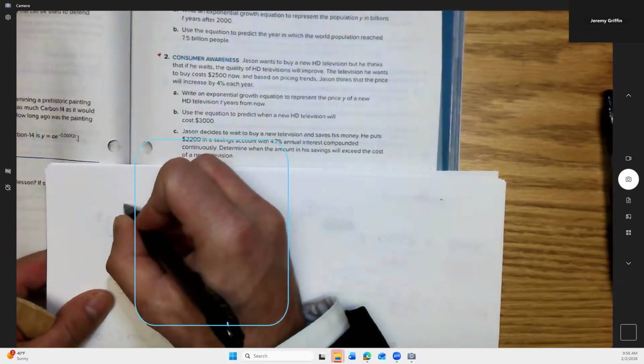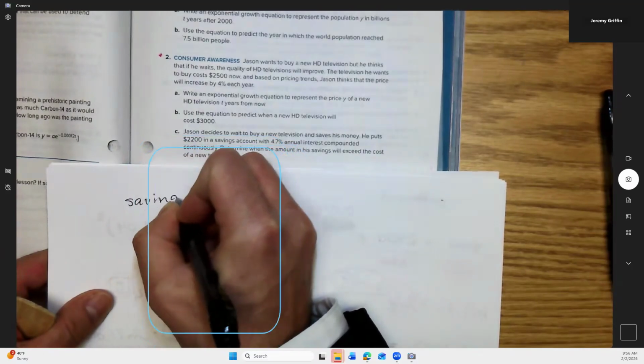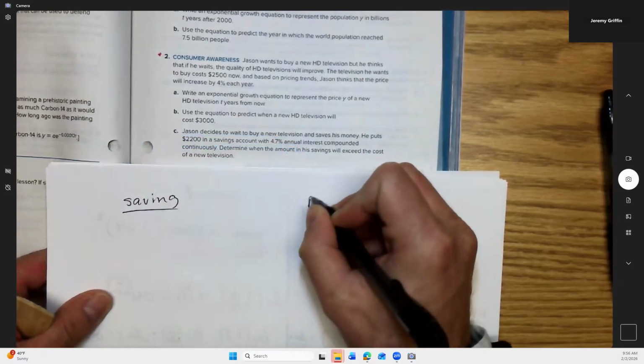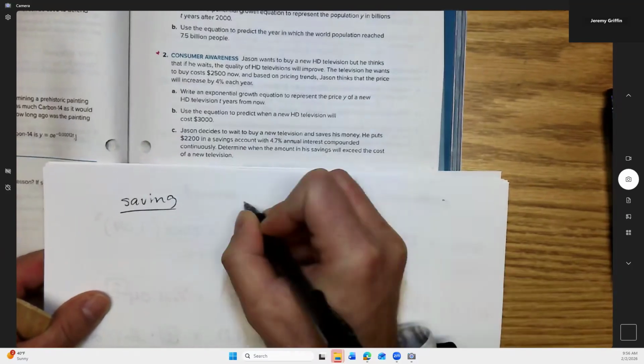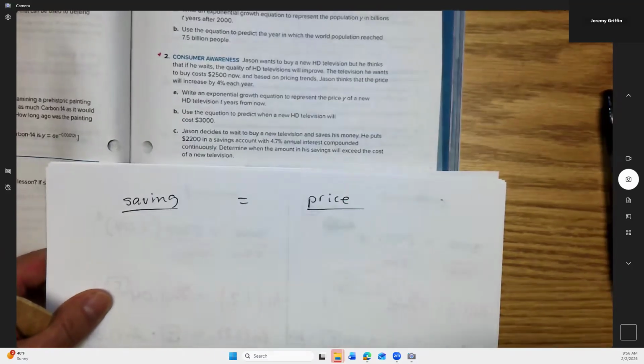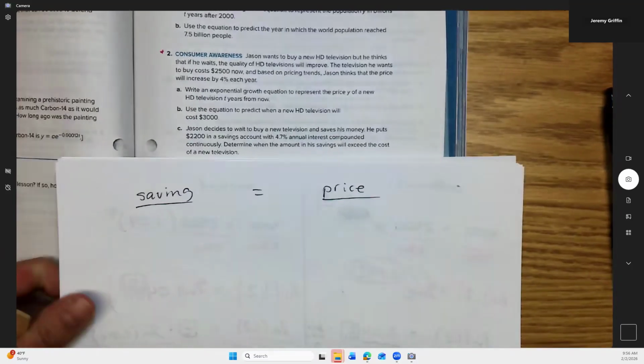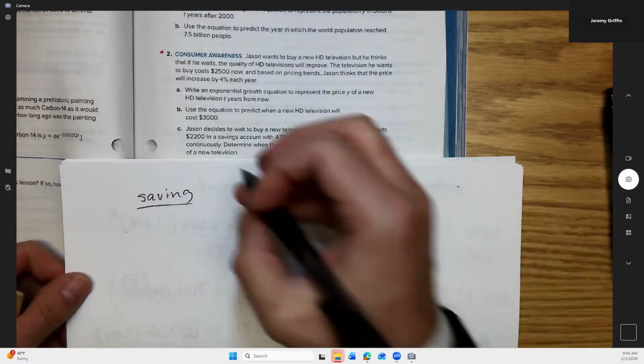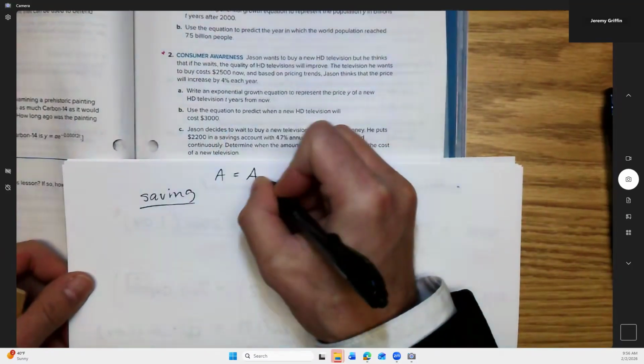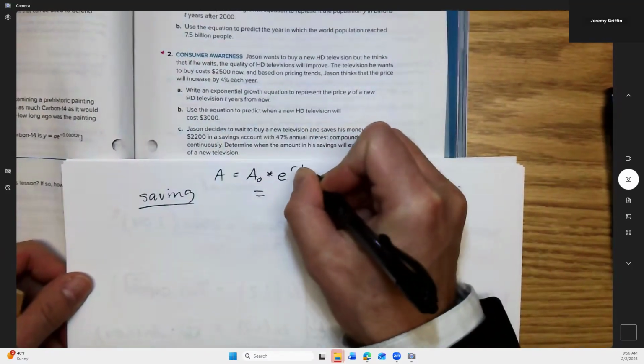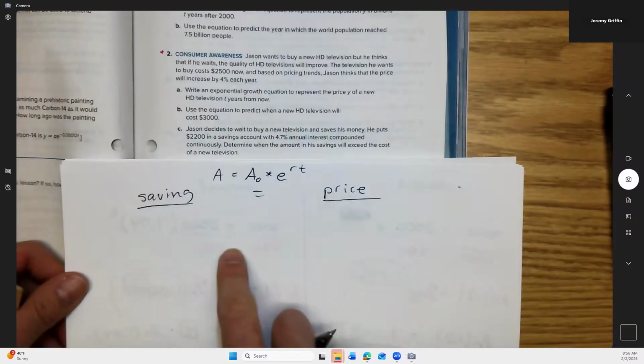Right. So let's put his savings on one side and the price of the TV on the other side, and we'll set those equal to each other, right? And then you'll figure out when you can buy the television. Right? So the model we're using is A equals A naught times e to the rt, some version of that for both of these.